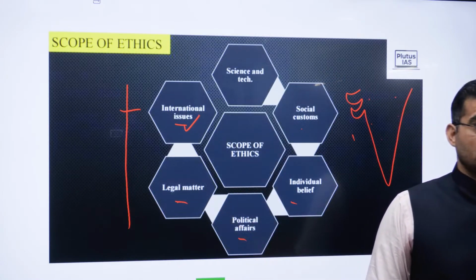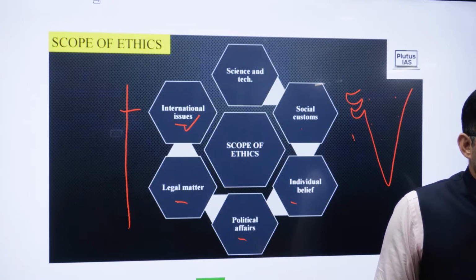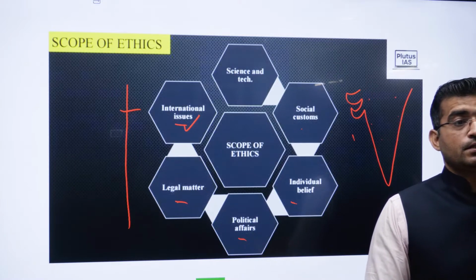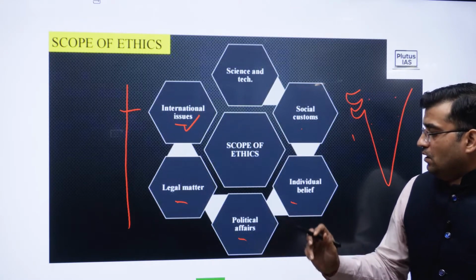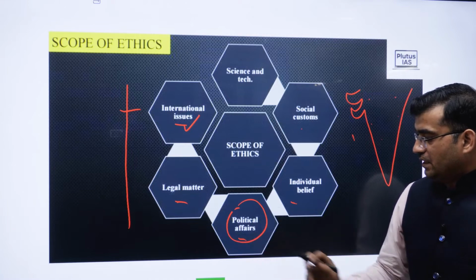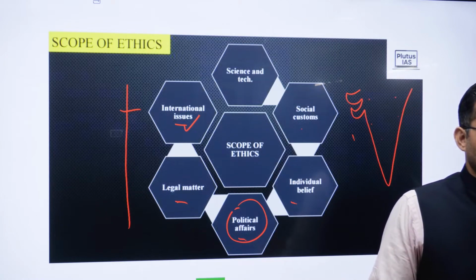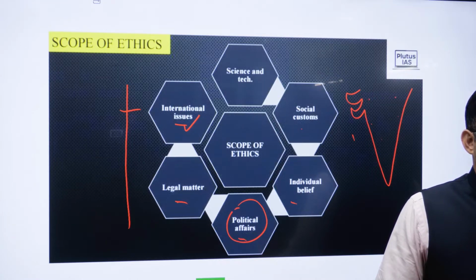Legal matter. In bracket, highlight right, duties, authority, jurisdiction. Again, political, or we can include here political affairs. Participation. Political affairs, participation.